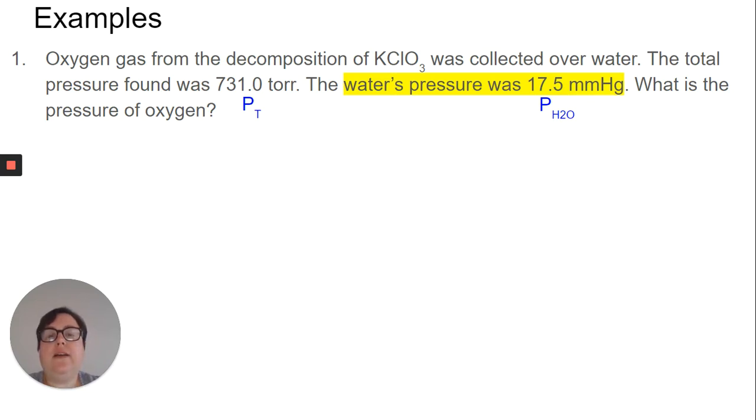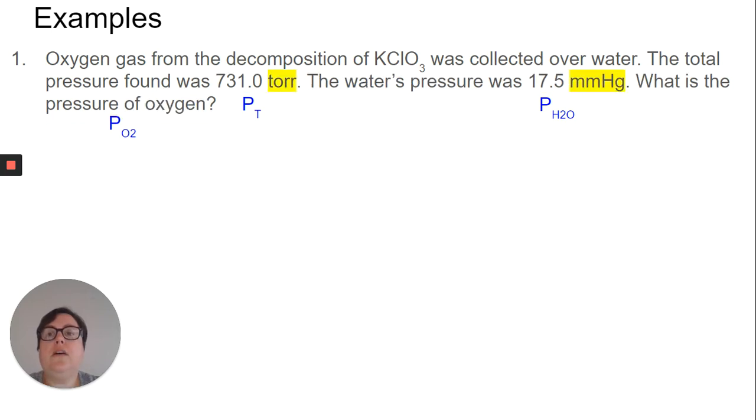So now we're looking at what we're looking for. And that's the pressure of oxygen. So the unknown that we have is PO2, or the pressure of oxygen. Notice that we have more than two pressures. Anytime you have more than two pressures, it's considered a Dalton's Law problem. Now, one of the issues that we have here is that the pressures are in two different units. It doesn't matter what unit it is in, we just have to be in the same unit.